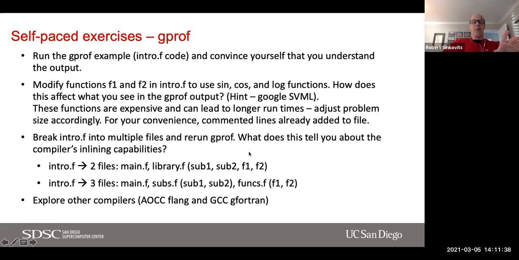Another exercise you could do with Gprof is break your intro.f into multiple files and rerun Gprof. And try to figure out, what does this tell you about the compiler's inlining capabilities? There are two ways you could do this. One is to break intro.f into two files: a main.f, and then maybe a library file that contains sub1, sub2, f1, and f2. And then go further and break it down to three files: main.f, maybe subs.f that contains the two subroutines, sub1 and sub2, and then funcs.f that has f1 and f2.